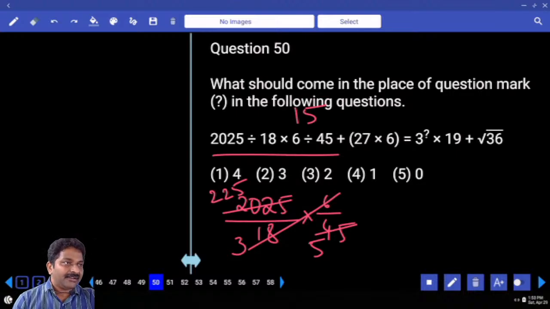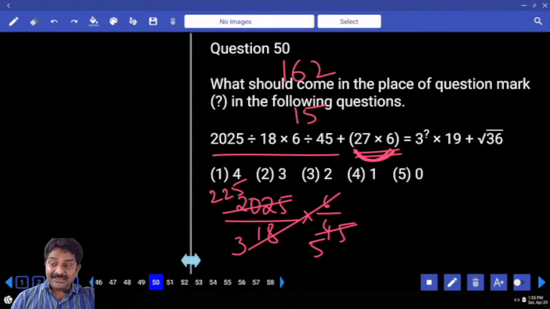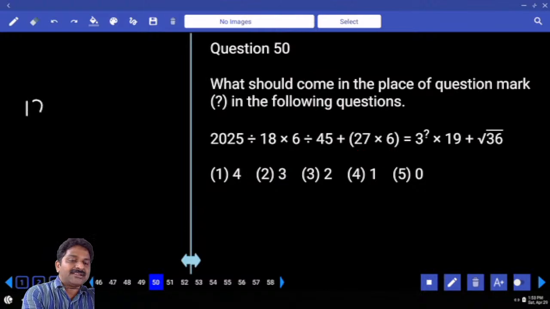225 by 15. 15. And 27 6 times. 6 20s. 120. 6 into 7 42. 120 42. 162 and already we have 15. 177. Now left hand side we have 177.